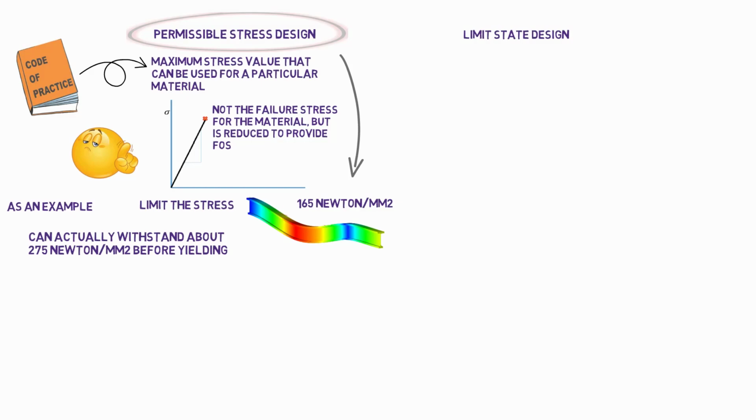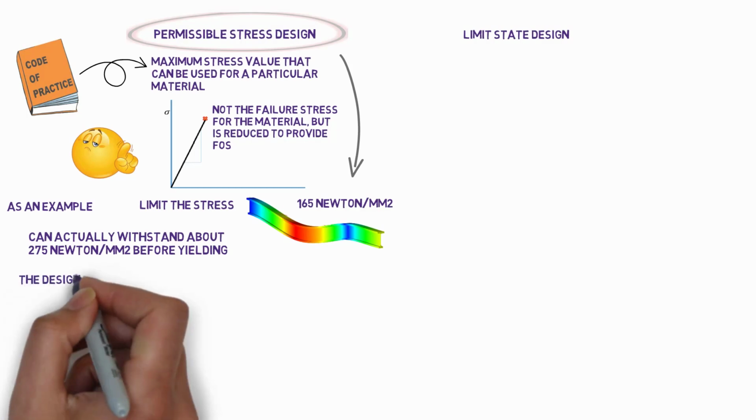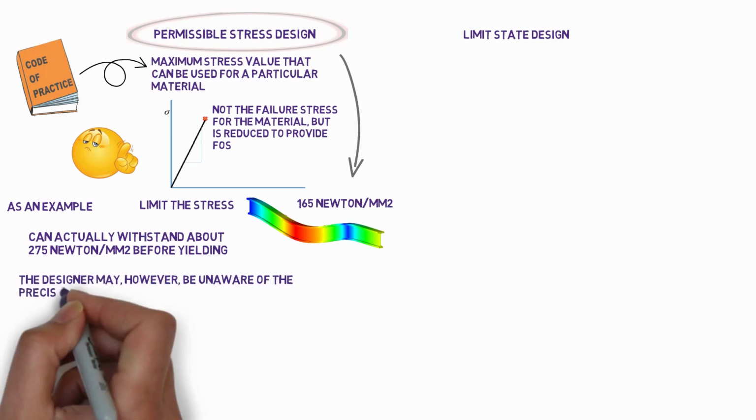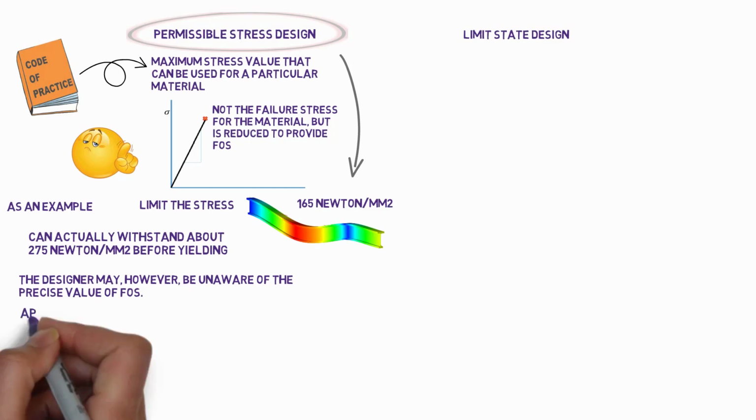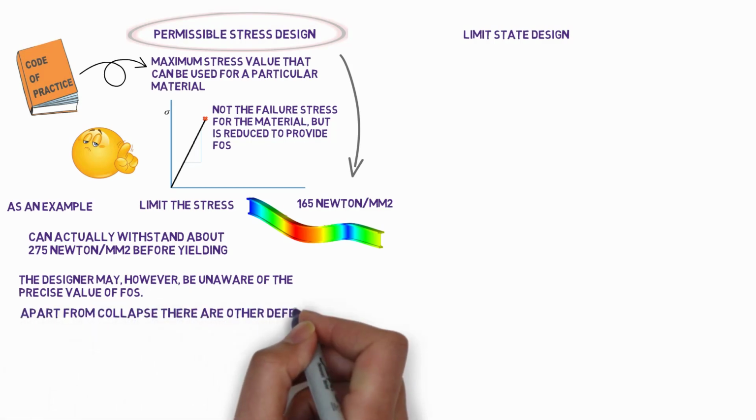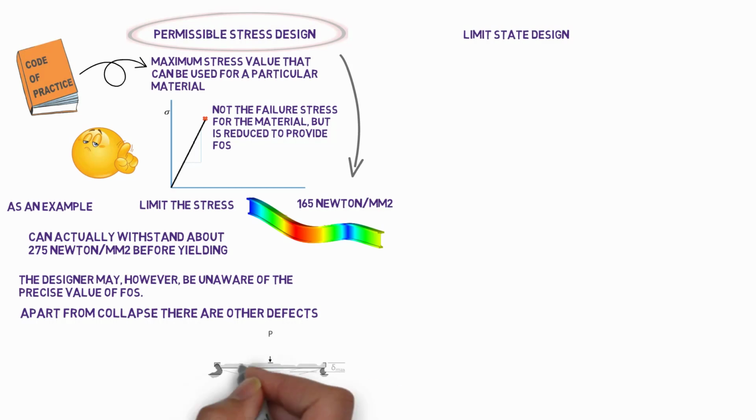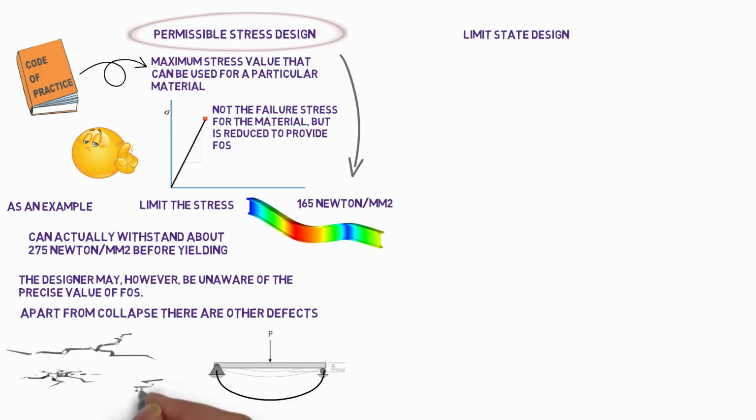This process is intended to provide an adequate factor of safety to compensate for errors in both loading and material strength. The designer may, however, be unaware of the precise value of the factor of safety. Apart from collapse, there are other defects which can render a structure inadequate, such as floor beams which sag too much under load, or cracks in concrete which are too wide. These problems must be dealt with in addition to checking the stresses. The main criticism of this approach is the fact that the designer cannot vary the factor of safety to compensate for the degree of uncertainty concerning the loads.